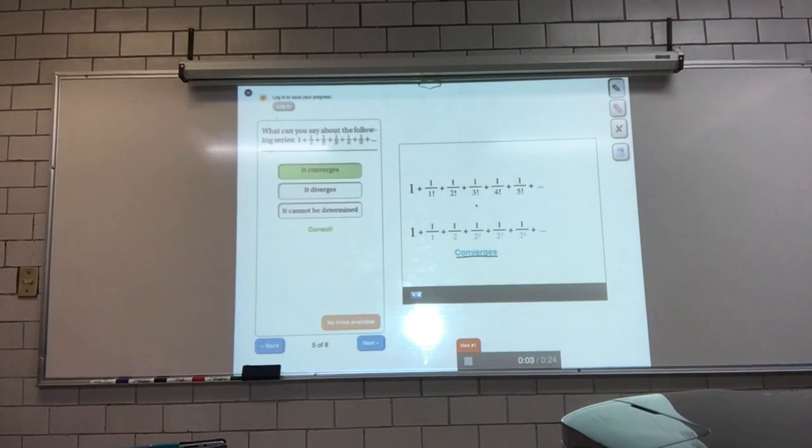Okay. Bottom series converges. Bottom series has the bigger terms. The top series has the smaller terms. So if these bigger terms add up to a certain number, that means that the smaller terms had better also add up to an even smaller number. They can't go up to infinity. So this top series converges.